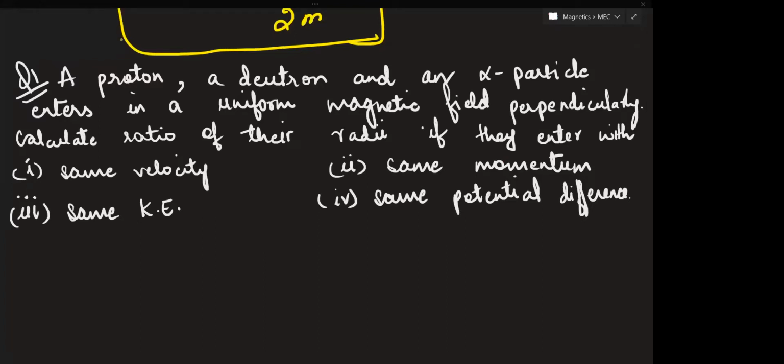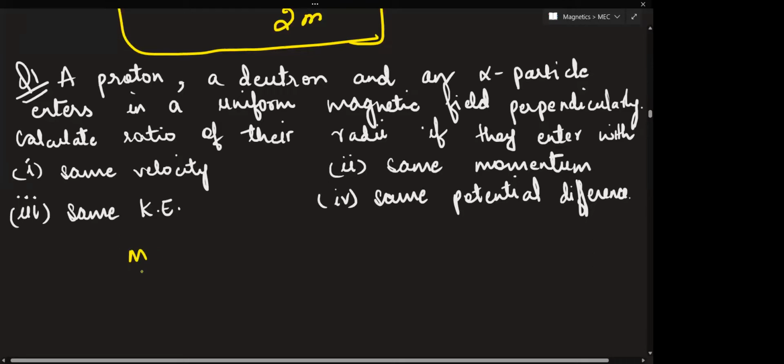For this question, the data is not a part of the question. You have to remember this on your own. Right now I'm telling you, if the mass of a proton is m, then the mass of a deuteron becomes twice the mass of a proton, and the mass of the alpha particle becomes 4 times the mass of a proton. Then we have the charge.